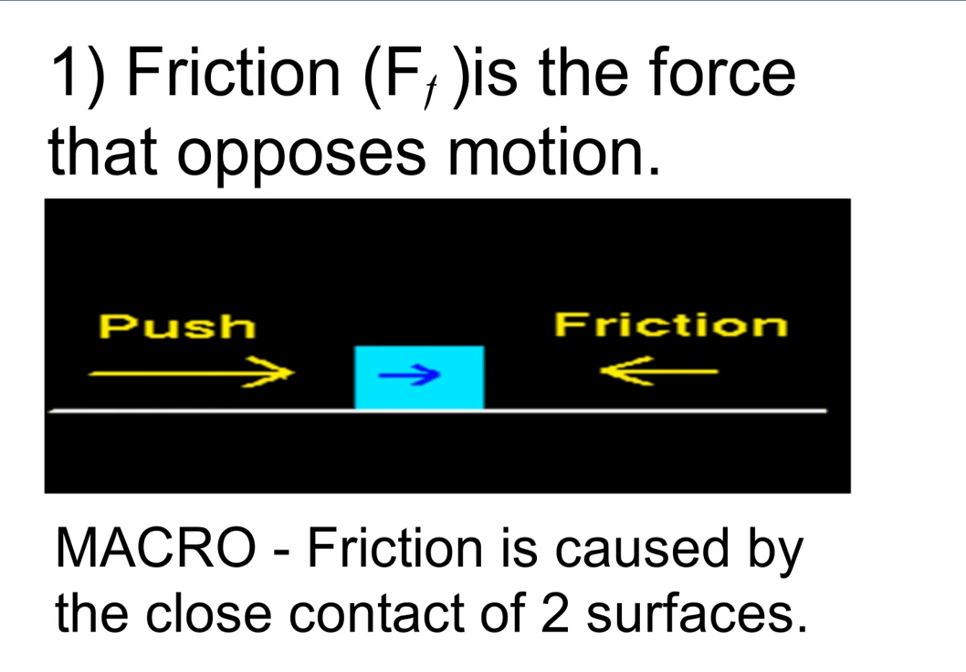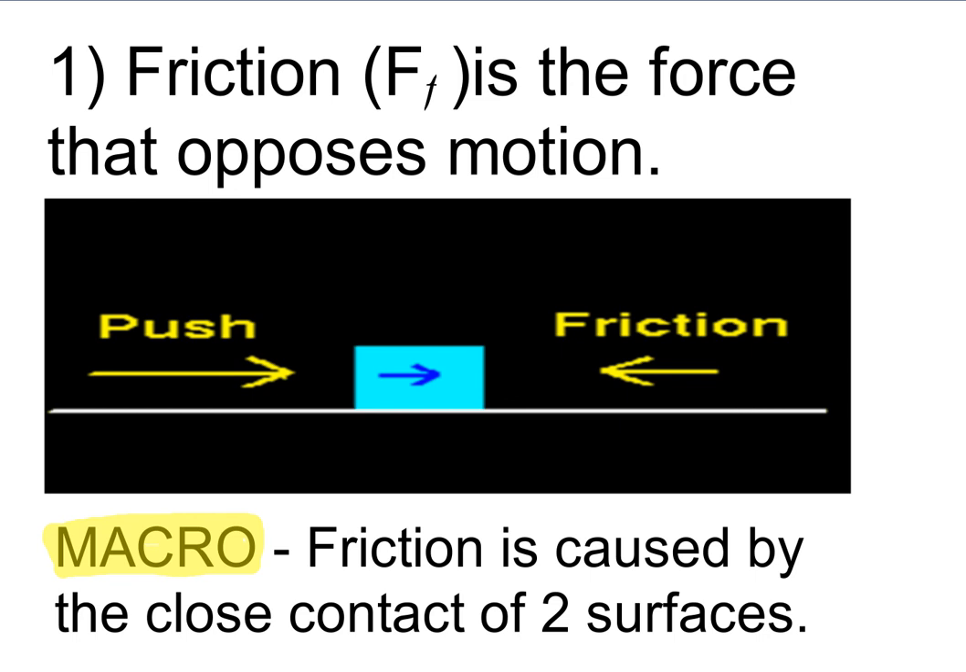Friction is the force that opposes motion. So anytime an object is moving, it's going to have some sort of friction force that's opposing it. Friction is caused at the macro level by the close contact between two surfaces, as it says right here. So this is at the macro level. So this is when two surfaces come in close contact with each other.